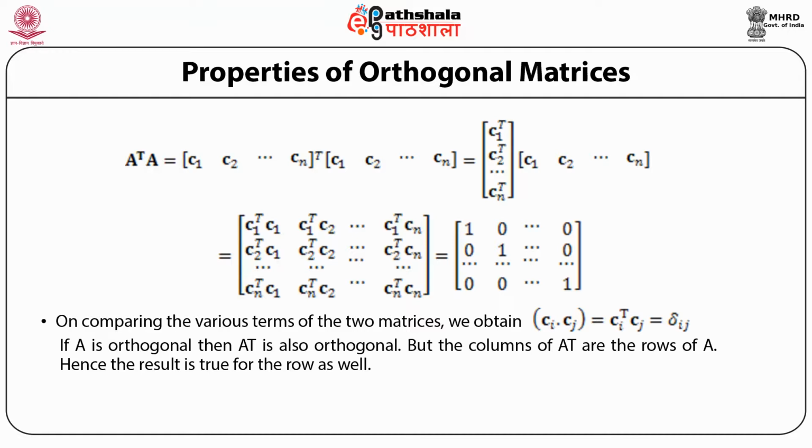If A is orthogonal, then the transpose of matrix A is also orthogonal. But the columns of the transpose of matrix A are the rows of matrix A. Hence, the result is true for the rows as well. Hence, the property is proved.